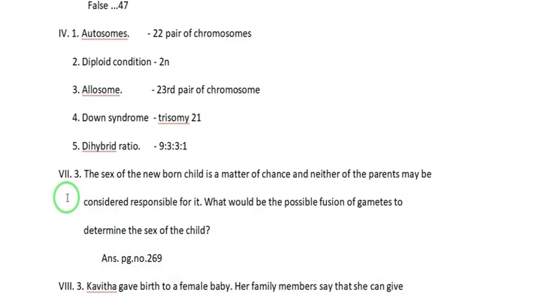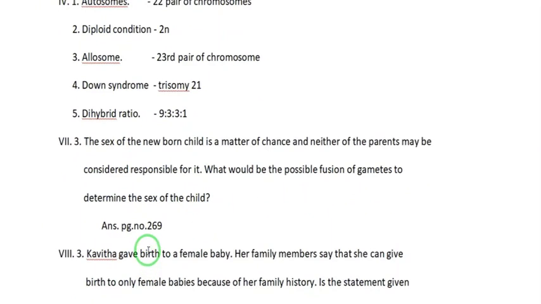Roman number 7. Question number 3. The sex of the newborn child is a matter of chance and neither of the parents may be considered responsible for it. What would be the possible fusion of gametes to determine the sex of the child? Answer: page number 269. Sex determination in human. Under that, first line: human beings have. Start from that and same page right side till the end of the first paragraph.